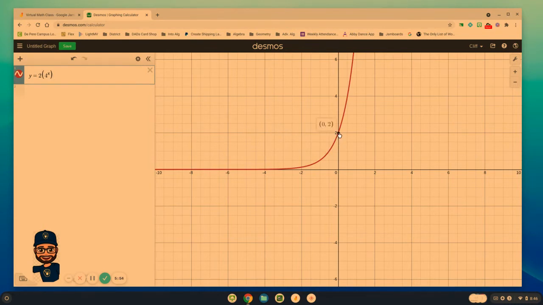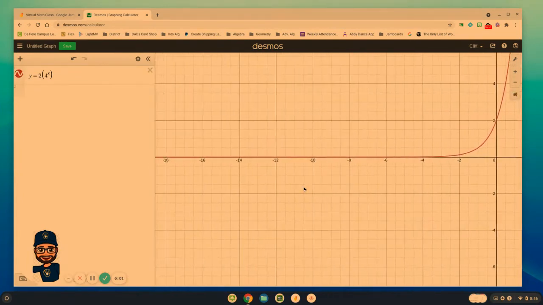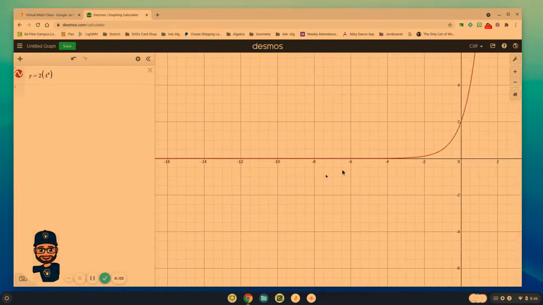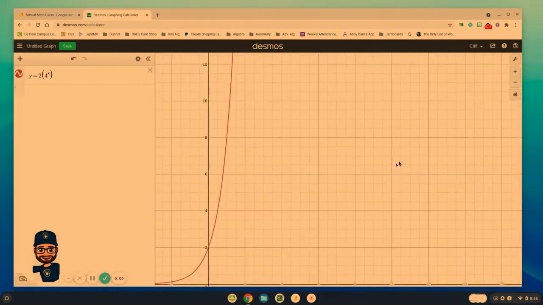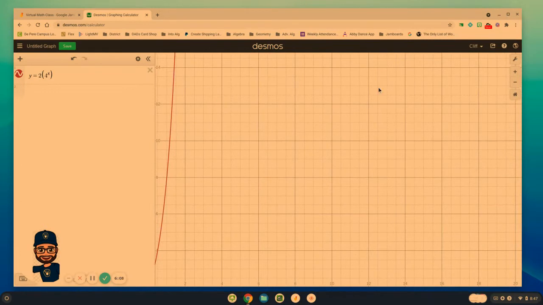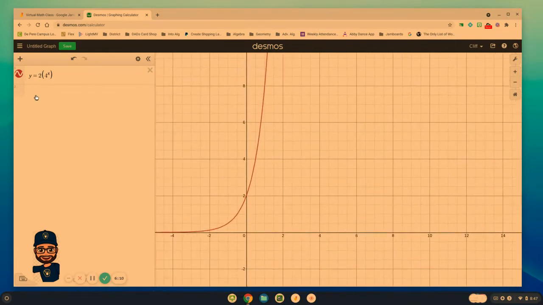So here's my y-intercept at (0, 2). Domain goes with the x values. Okay, so this line, if I keep scrolling to the left, that line in red is going to keep going to the left, and it would also keep going to the right. It's not going to go very fast to the right, but it will continue to grow.